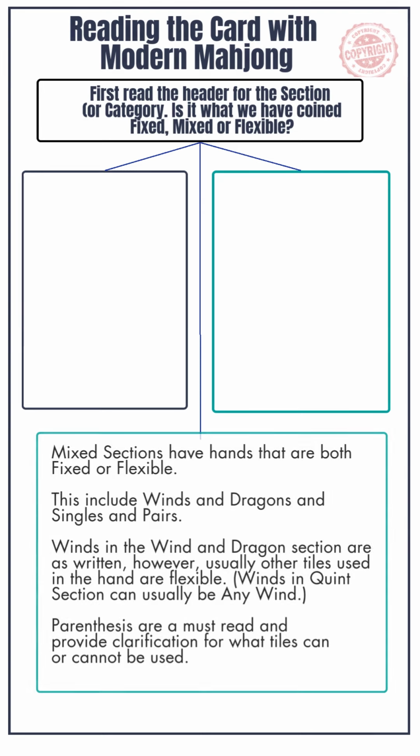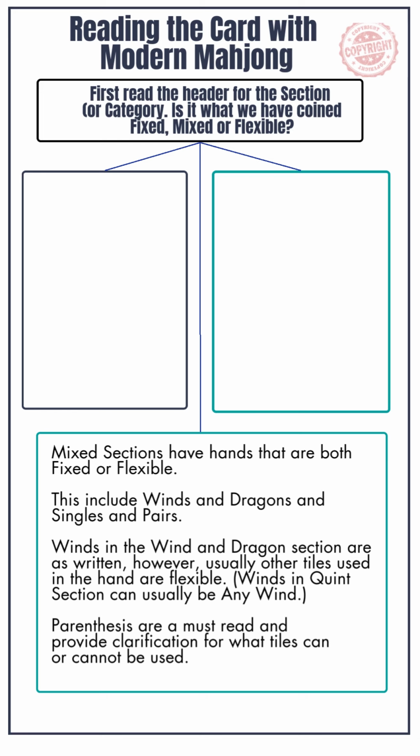Finally, we have mixed sections. These are sections where the hands are both fixed and flexible, a little bit of both. This includes winds and dragons and singles and pairs. When you're looking at the winds in the winds and dragons section, those winds are as written. You can't take a hand that says north-south and substitute northeast or east-west. If you see an N on the card in that section, it is a north. On the other hand, if you're in the quint section, usually the parentheses will talk about that it's any wind.